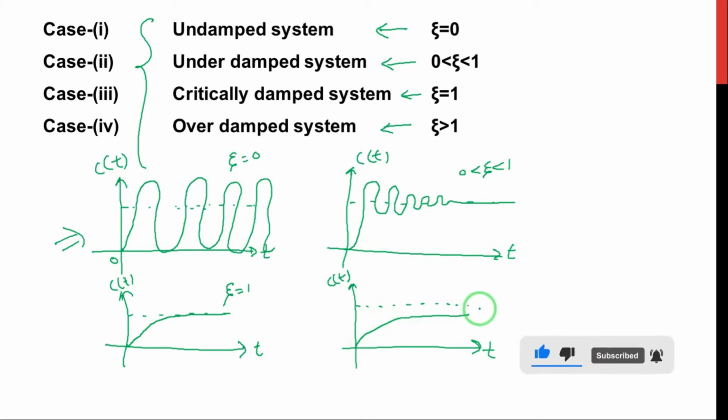If zeta is equal to 2, greater than 1 means if zeta is equal to 2. If zeta is equal to 3, then it is again overdamped. So zeta is equal to 3.